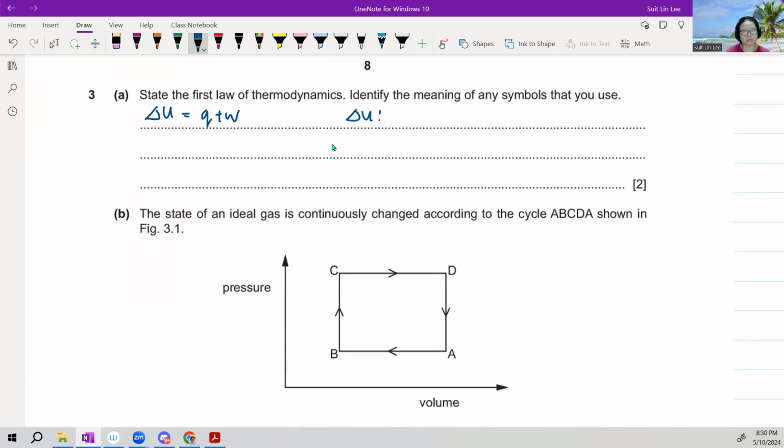But when you identify the symbols, be a bit careful because the term change is only implied for internal energy. So delta U here means change in internal energy. Don't go and spam the word change for every single term. That would not be recommended.